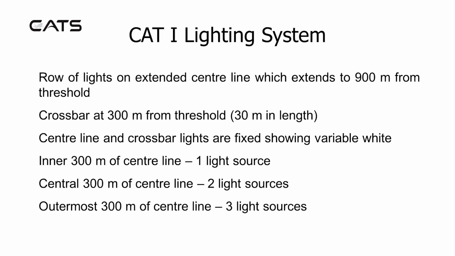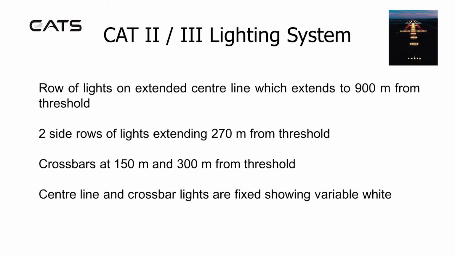Cat 2-3 lighting system. A row of lights on the extended centerline which extends to 900 metres from the threshold. Two side rows of lights extending 270 metres from the threshold. Crossbars at 150 metres and 300 metres from the threshold. The centerline and crossbar lights are fixed, showing variable white.